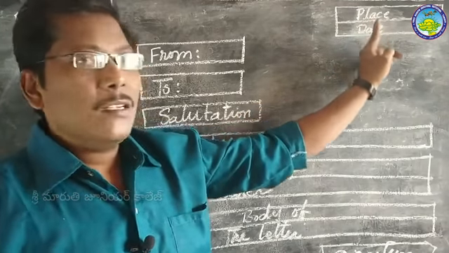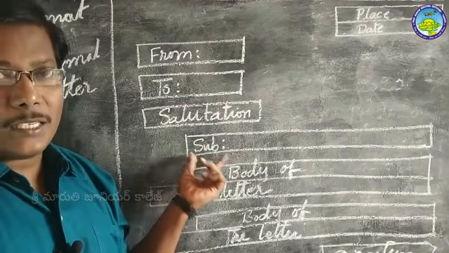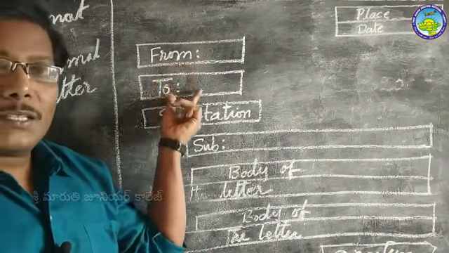And yesterday I explained how to write the date. On the right side, we write from address and to address. From address is the address of the person who is writing the letter, and to address is the address of the person who is going to receive this letter. After that, we write the salutation. Salutation is nothing but greeting, like respected sir, respected madam, dear sir, dear madam. That is called salutation.